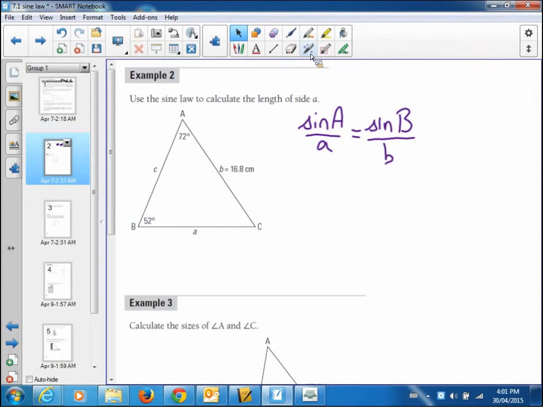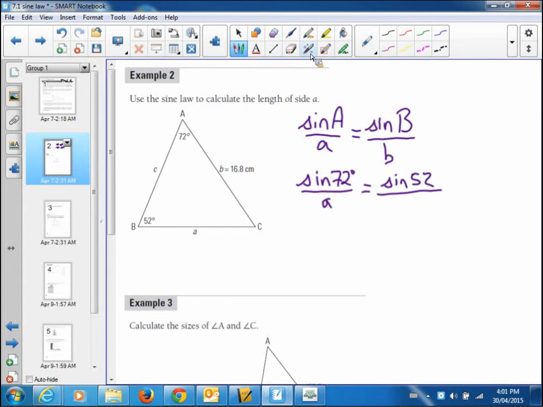Now, plugging in the numbers you do know. A is 72, so the sine of 72 degrees over the letter A, what we want to find, is equal to the sine of 52 degrees over 16.8 centimeters. Use your calculator. Type in sine of 72, type in sine of 52. Get the decimals, I'll keep 3 spots. 0.951 over 0.788 over 16.8. Cross multiply, divide by the loner, and side A is equal to 20.3.